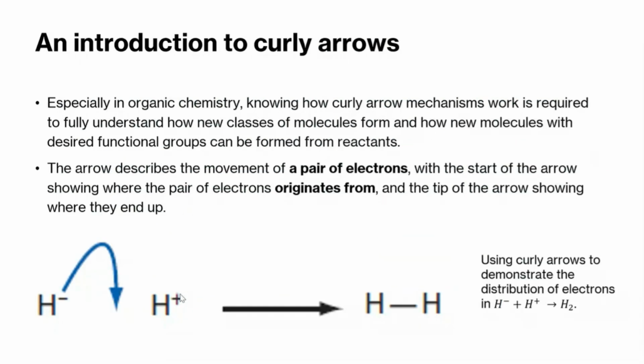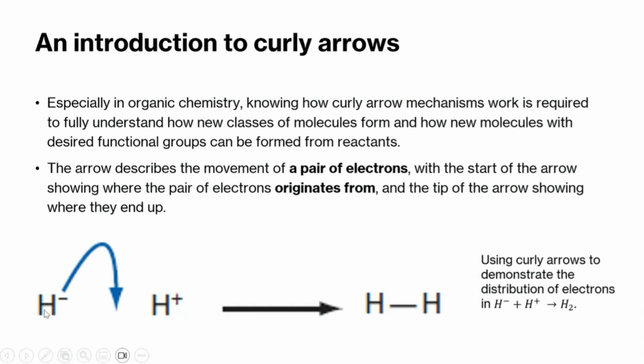Let's go on to our first introduction to curly arrows. Especially in organic chemistry, you need to know how these curly arrow mechanisms work. The tail of the arrow describes the movement of a pair of electrons. The start of the arrow shows where the pair of electrons originates from, and the tip of the arrow shows where they end up.